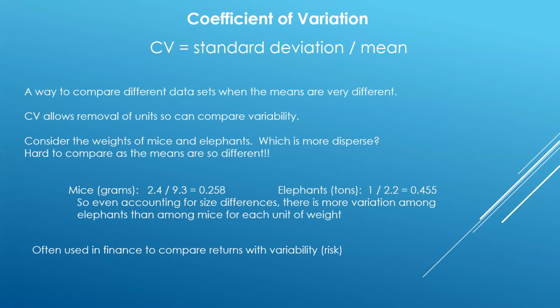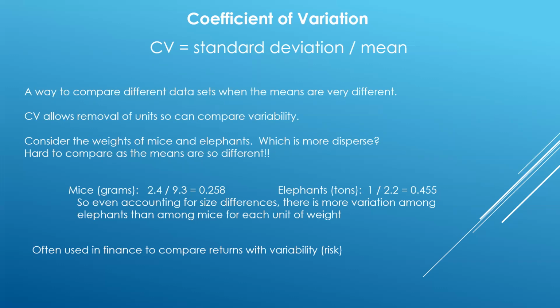One is in grams, the other in tons, or one's in grams and one's in pounds. Even if they were both in pounds, it's not so much that the unit of measure is different, but the scale. If they were both in pounds, it would be hugely different because mice would be fractions of a pound, so their standard deviation would be a fraction of a pound. Elephants are in thousands of pounds, so their standard deviation is probably going to be in hundreds of pounds.